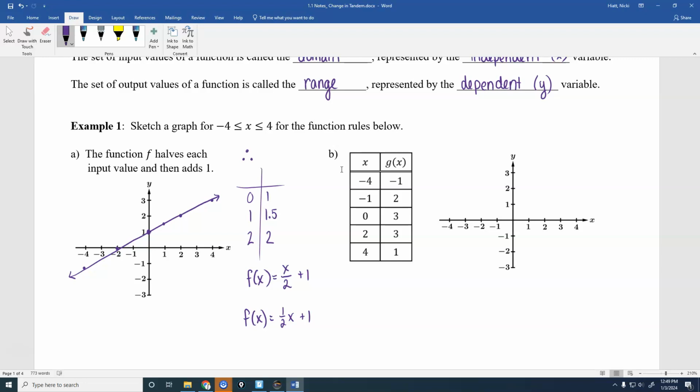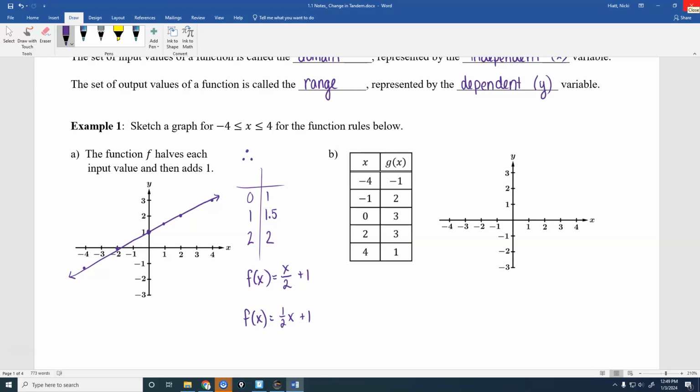So this gives us a lot of different ways of looking at the same function, right? We have words, we have a graph, we have a table, we have a function rule. They're all related. They're all the same function represented in different ways. And we want to look at that a lot because that really helps us understand so much more about math.